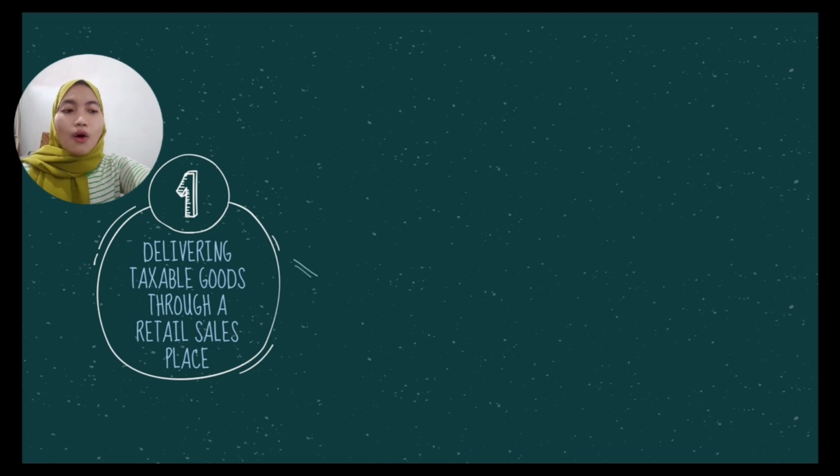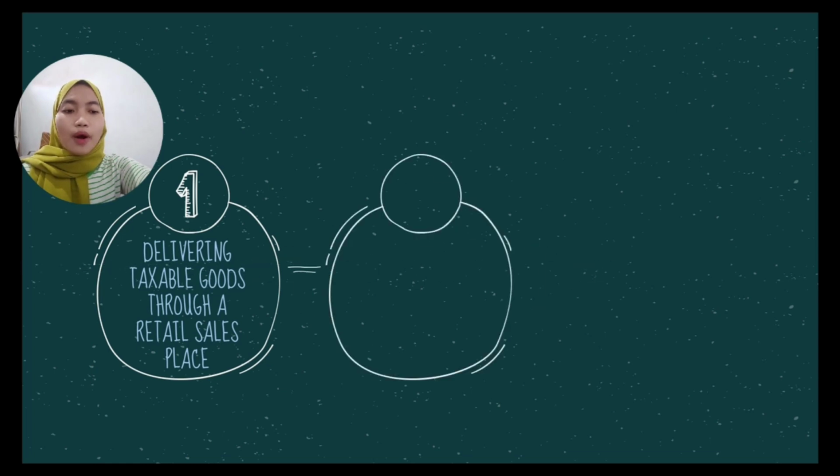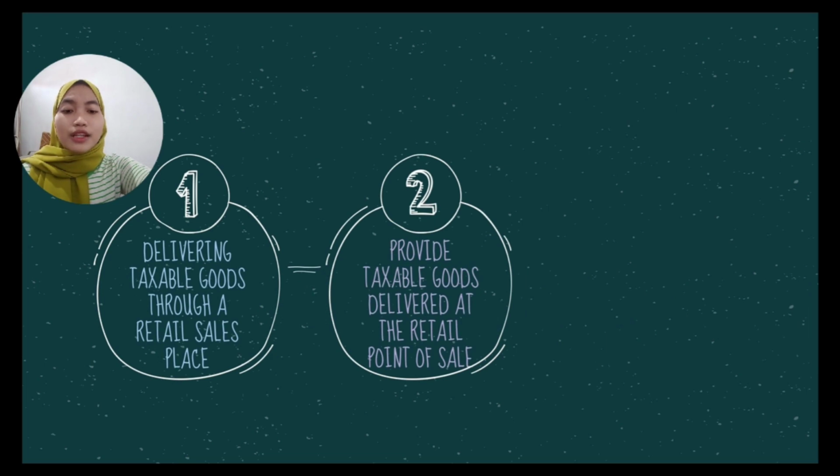First, delivering taxable goods through a retail sales place, such as a shop, kiosk, or by way of sales made directly to the end consumer, or by way of sales made from house to house. Second, provide taxable goods delivered at the retail point of sale.